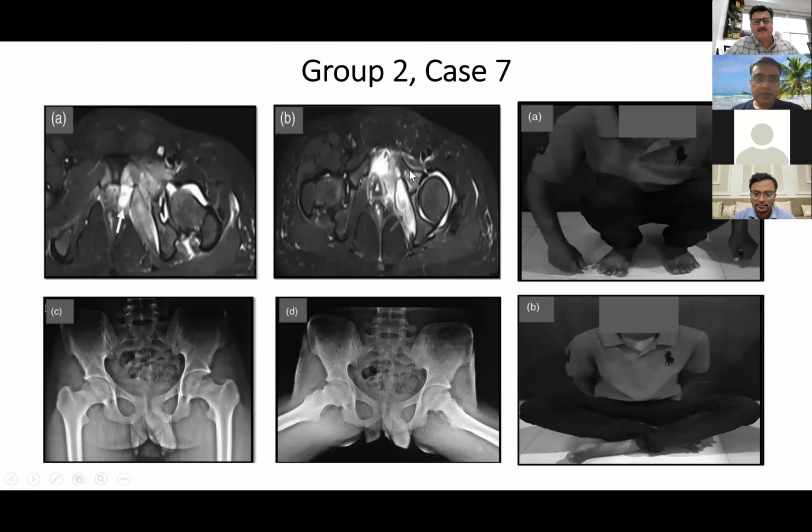This is a case example from group 2, where we did arthrotomy along with obturator internus drainage. And here we can see that at the final follow-up, the x-rays look pretty normal, and the child is able to do squatting and cross-leg sitting comfortably.